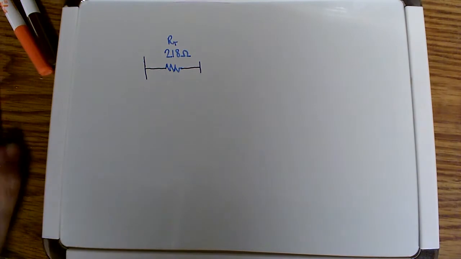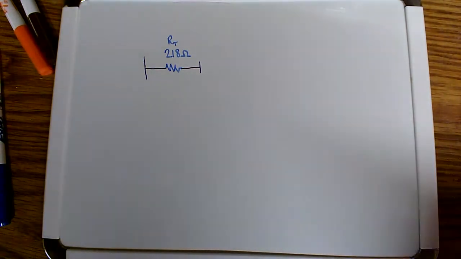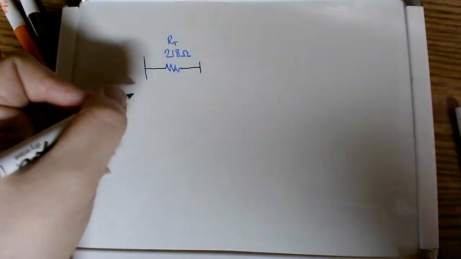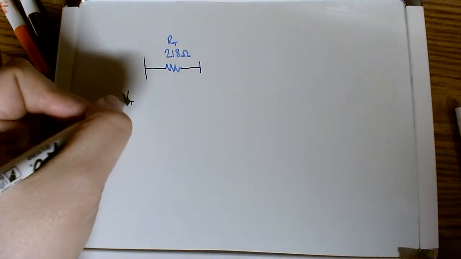Okay, again, we're going to redraw the circuit. So what happens here now is we have just a single resistor that is currently in place of all the resistors we started with.